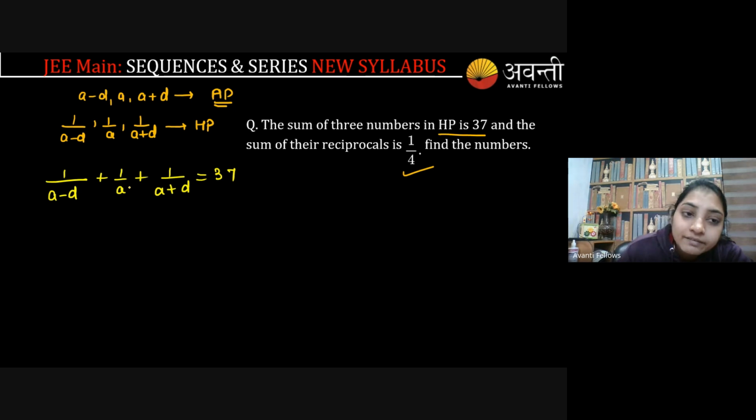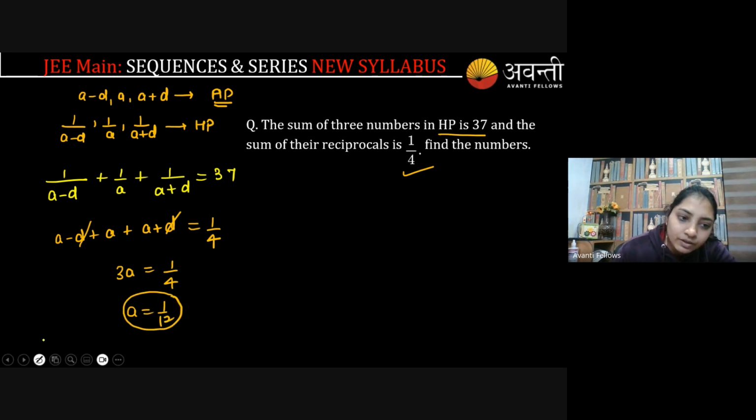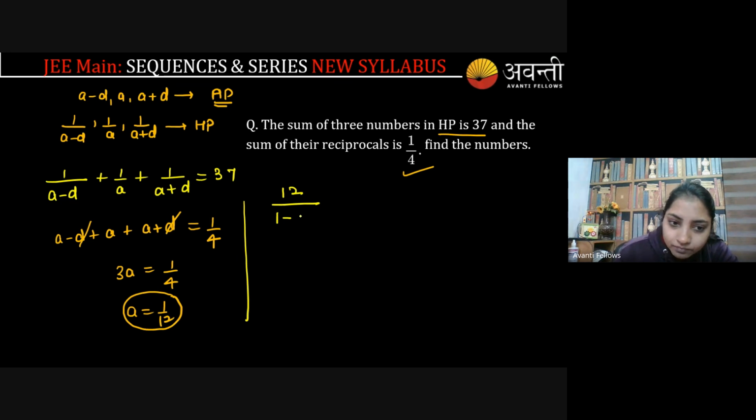Yes, ma'am. And the reciprocal sum is 1 upon 4. Is it clear to everyone? Yes, ma'am. Okay. So D and D cancel. It means 3A is equal to 1 upon 4. So A is equal to 1 upon 12. Right? Yes, ma'am. Ronak? Okay. So now I can proceed ahead with the next equation. That was 1 upon 12 upon 1 minus 12D plus 12 plus 1 upon 12 upon 1 plus 12D. Yes or no? That must be equal to 37.